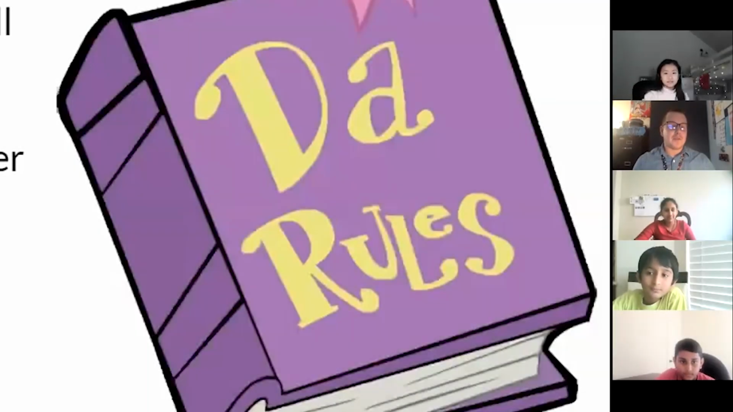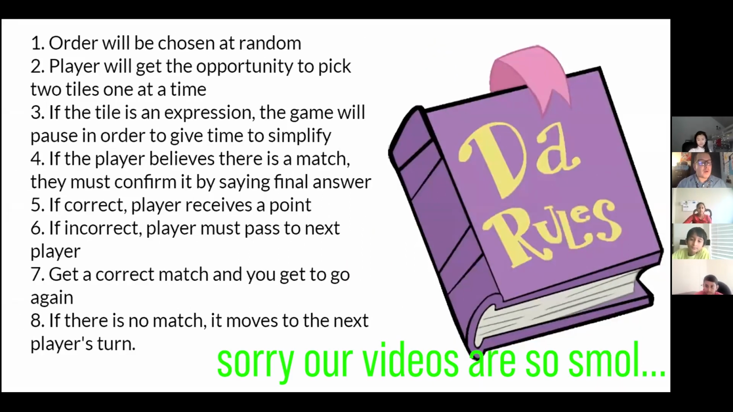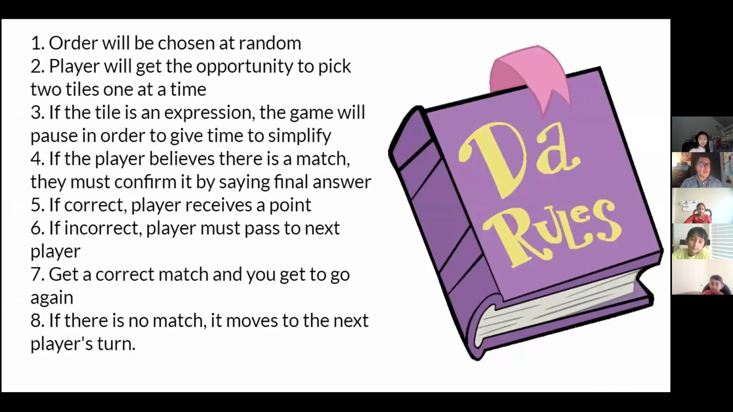Here are the rules. Order will be chosen at random. Players will get the opportunity to pick two tiles one at a time. So you'll get to pick one of the tiles, see what it is, and then pick the other tile, just like a typical memory game. If the tile is an expression, the game will pause in order to give the time to simplify. So there's going to be some problems on here, and if you need a little bit of time to solve it, you'll get that time, okay?